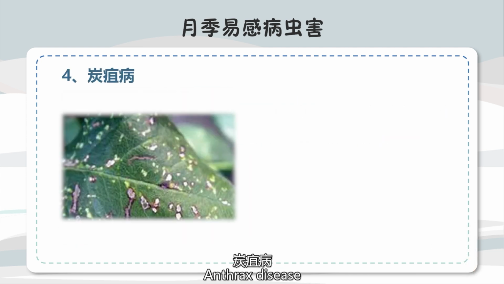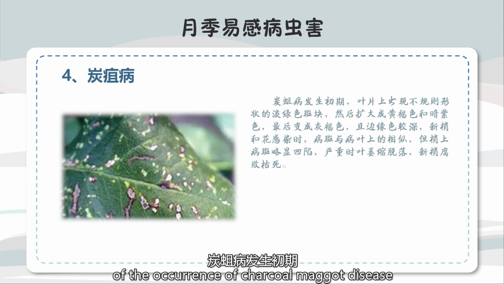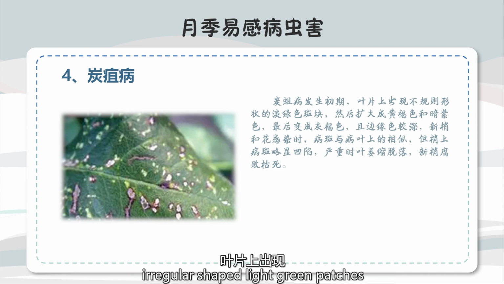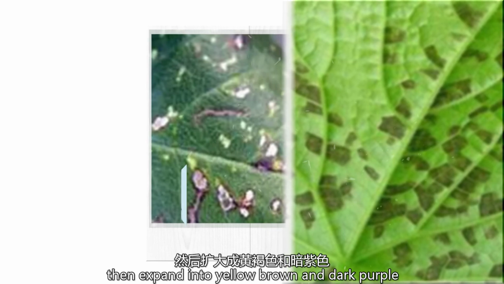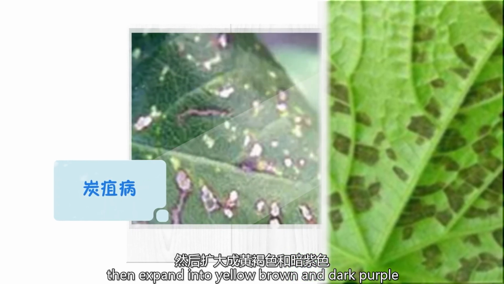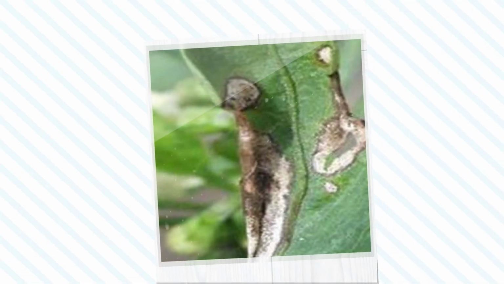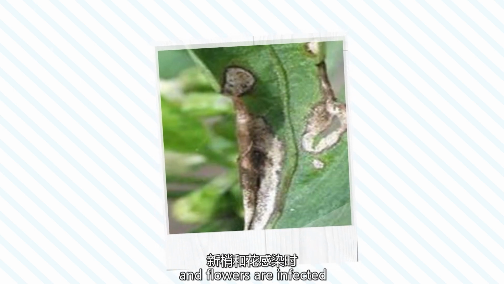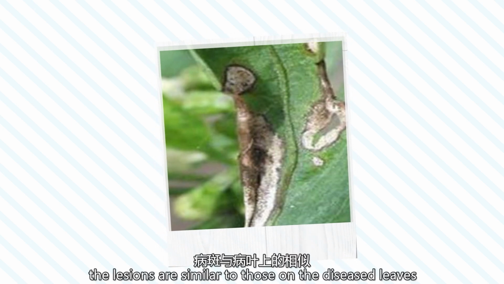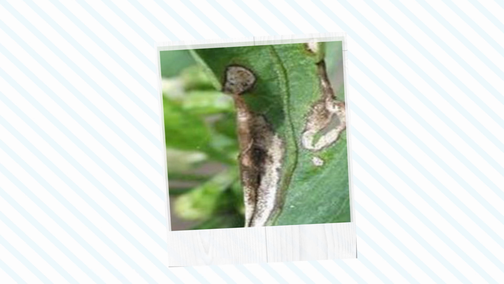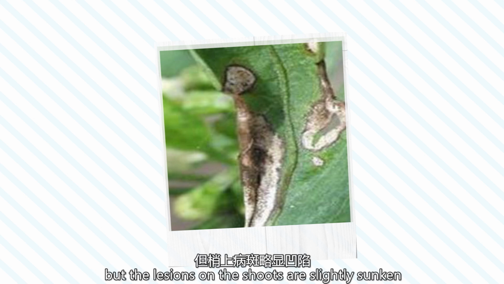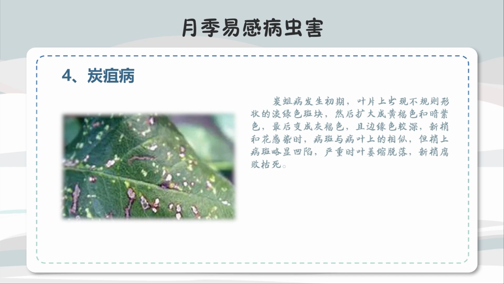4. Anthracnose disease. In the early stages of the occurrence of anthracnose, irregular shaped light green patches appear on the leaves, then expand into yellow-brown and dark purple, and finally turn into gray-brown, with darker edges. When new shoots and flowers are infected, the lesions are similar to those on the diseased leaves, but the lesions on the shoots are slightly sunken. In severe cases, the leaves shrink and fall off, and the new shoots rot and die.